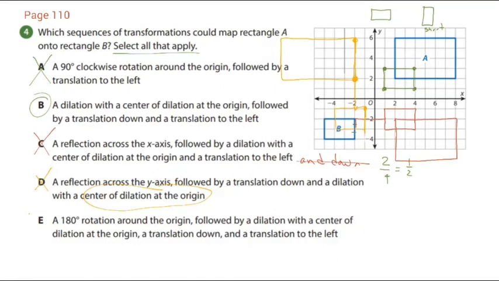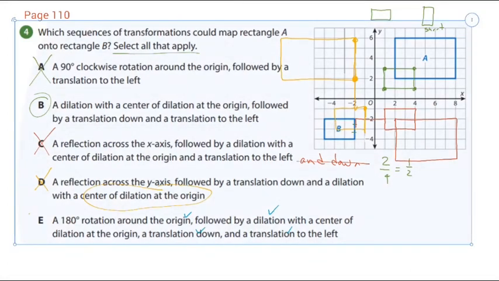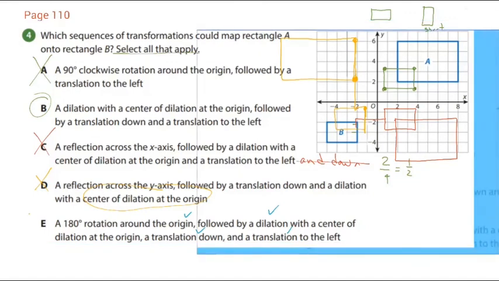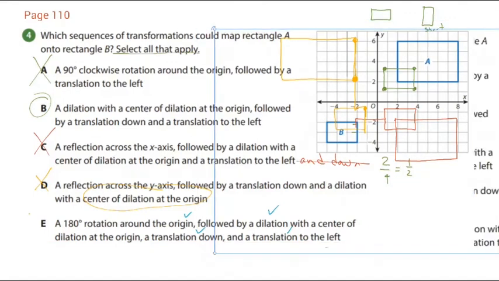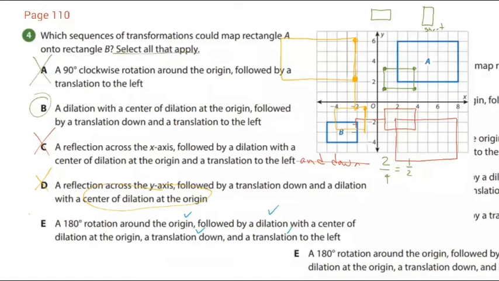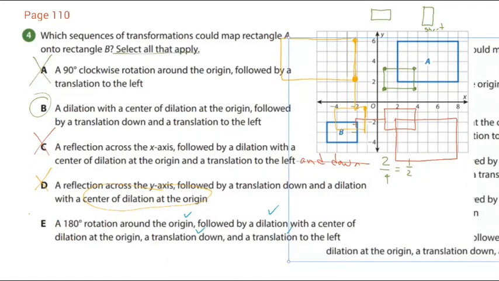And the last one, 180 degrees about the origin, followed by a translation down and a translation left. Okay, 180, dilation, down and left. Let me see, what can I do here? I can select, I can duplicate, I think. And I think I can bring it to another page. I'm trying to move the picture to the next slide. Let me make this slide first. There we go.